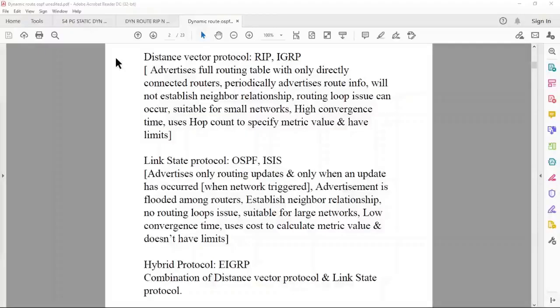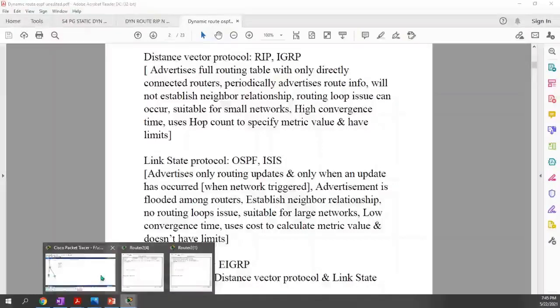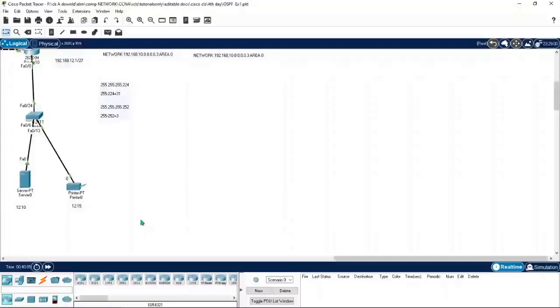So far we have seen the static routing and dynamic routing labs. Now we'll have a look at the theoretical background of static routing as well as dynamic routing.